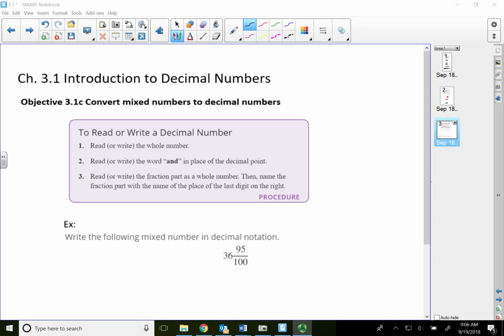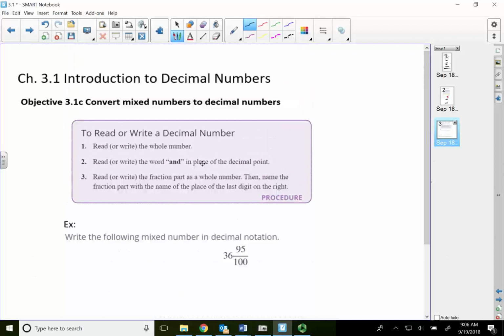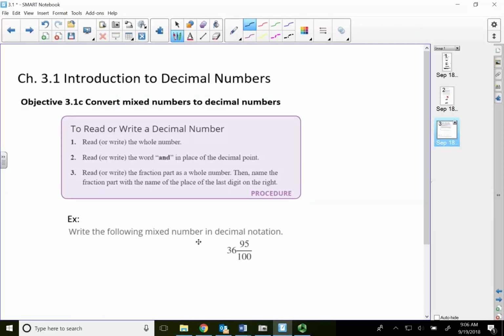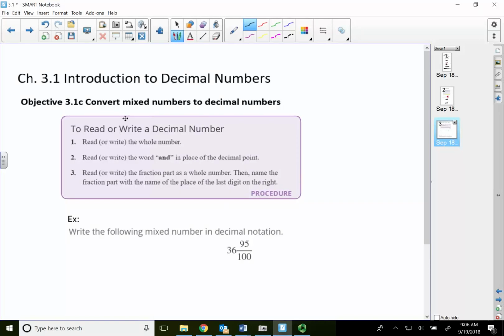Welcome back to module 3.1. In this lecture video, I'm going to show you the conversion between mixed numbers and decimal numbers. So I got two different objectives here. These two objectives are very important because they establish a relationship between our fractions and our decimal numbers.